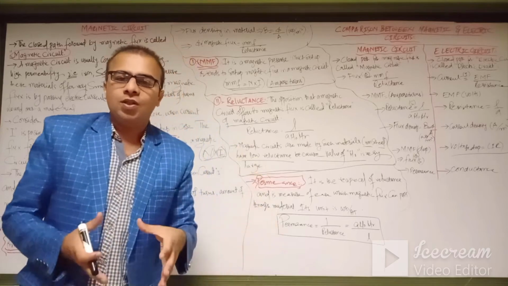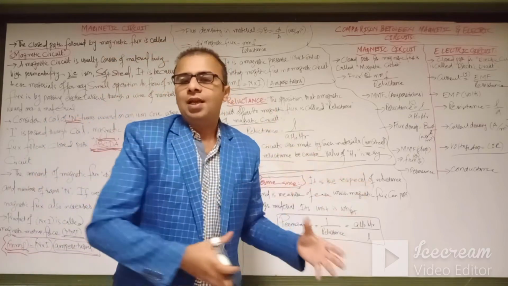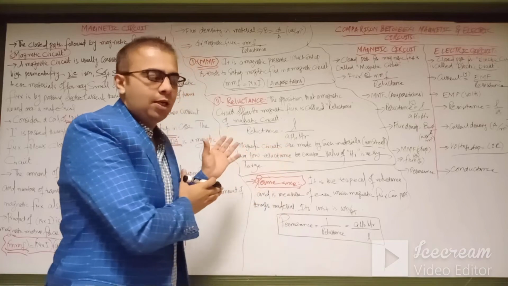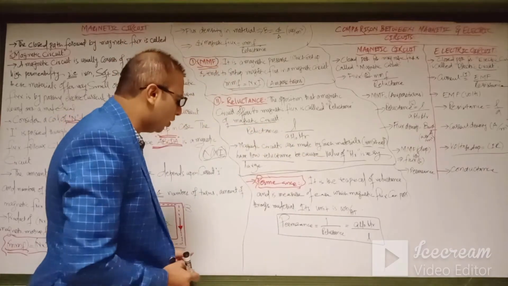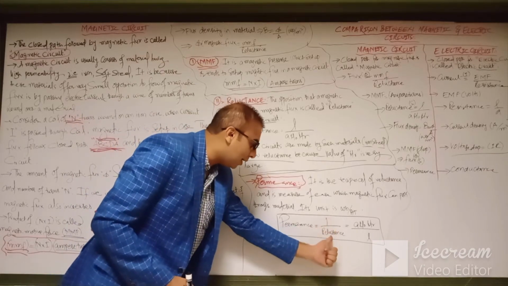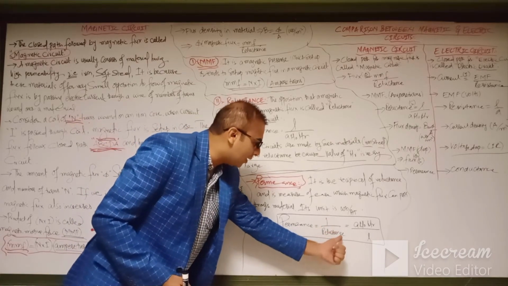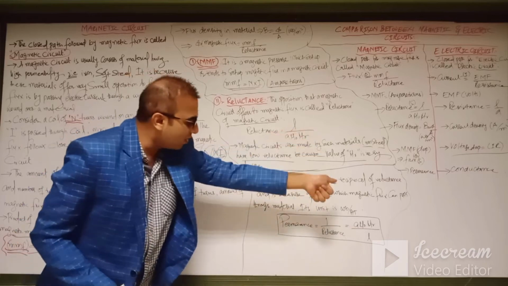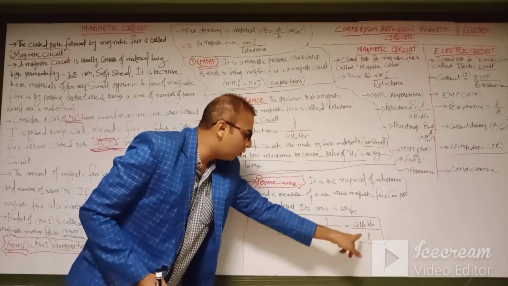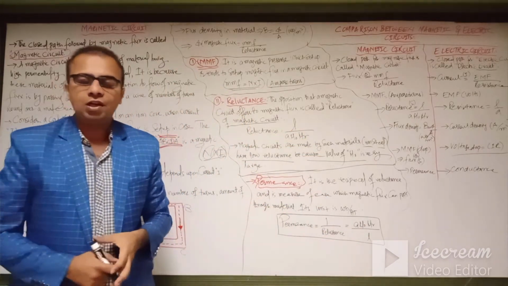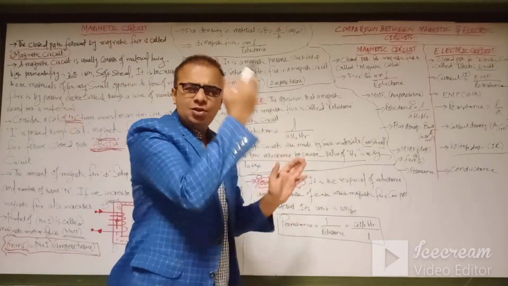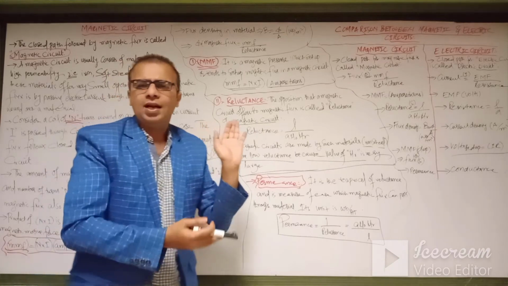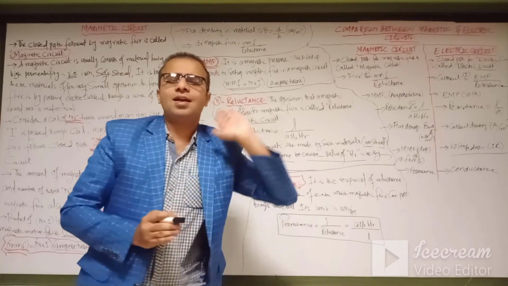So it totally depends upon the relative permeability of the material. Permeance has an inverse relationship with the reluctance, so if we reverse the formula, A mu naught mu r divided by L will be the formula for calculating the permeance in the magnetic circuit. Now we are going to talk a little bit about the comparison of the electrical circuit and the magnetic circuit.